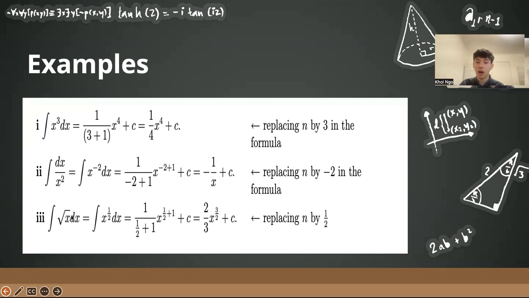Let's move on to the next question. The antiderivative of the square root of x dx. We also need to put it in the correct form, x to the power of n. So we rewrite the square root of x as x to the power of a half dx, and then apply the formula: 1 over n plus 1, a half plus 1, times x to the power of a half plus 1. Then don't forget to add C at the end. Simplifying the expression, it would be 2 on 3 x to the power of 3 on 2 plus C.